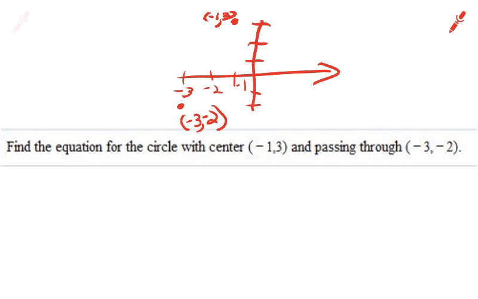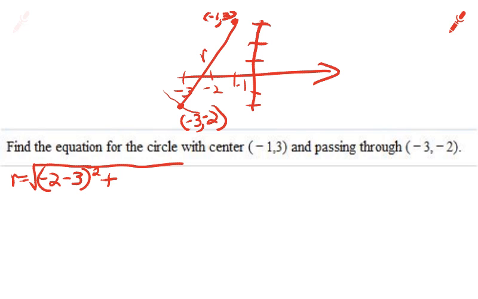All right. Well, if this is the center and the circle passes through this point, that means this is on the edge. So this is the radius. We have to find out how long the radius is. So we're going to use the distance formula. r equals the square root of (y2 minus y1) squared, so negative 2 minus 3, squared, plus (x2 minus x1) squared, so negative 3 minus negative 1, squared.